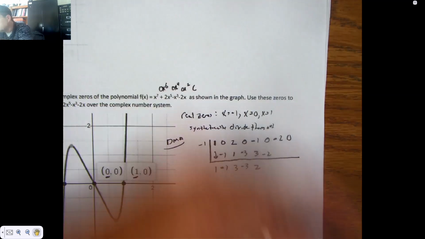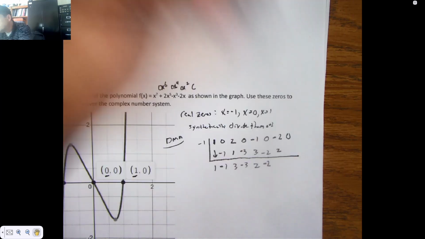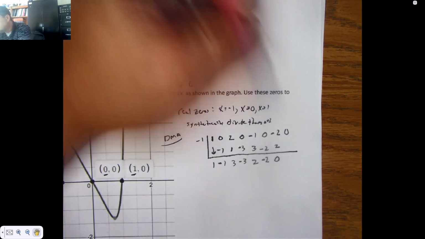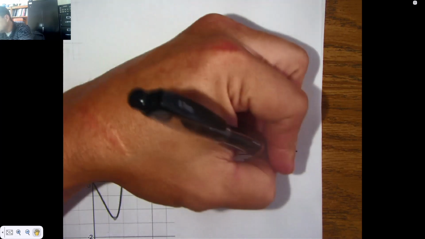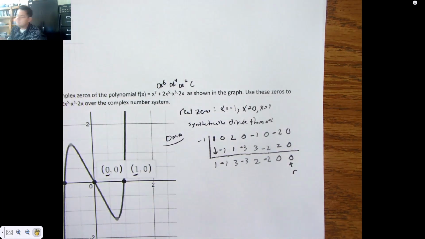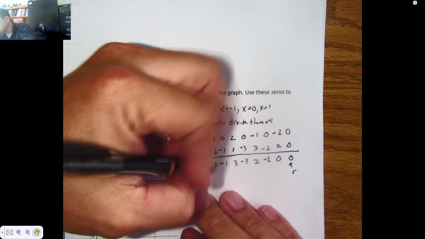And you just repeat the process. I add and I get -2. I multiply and I get 2. I add and I get a 0. I multiply and I get a 0. And I add and I get a 0. And this last one is your remainder. Last one's always a remainder.